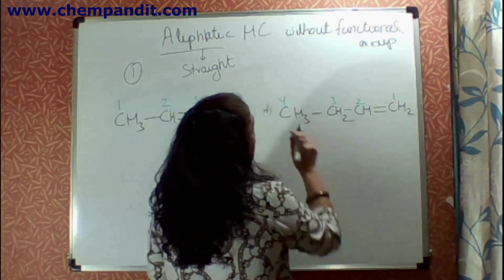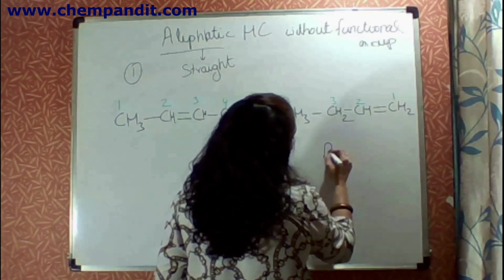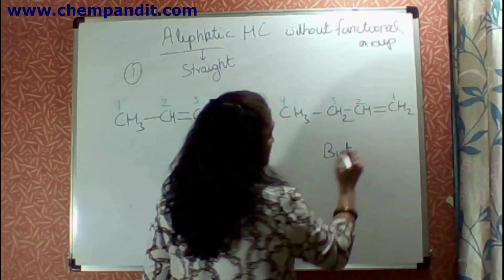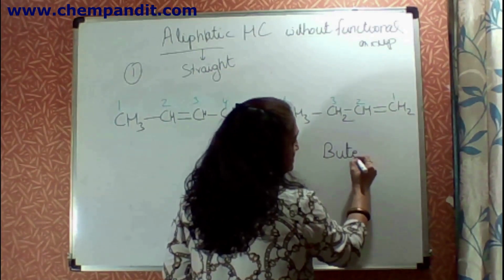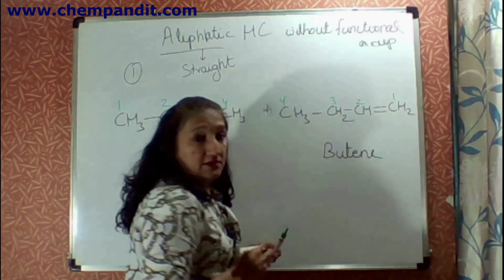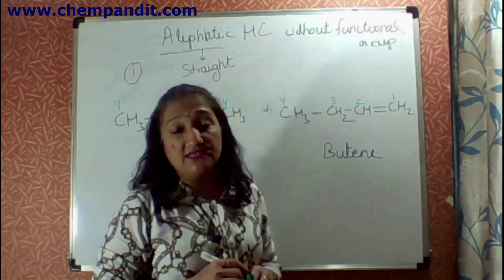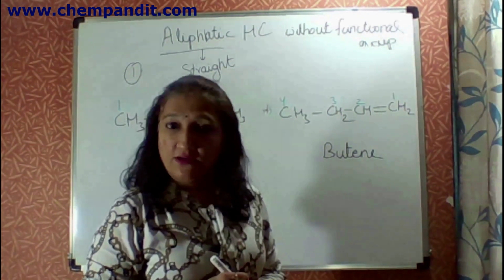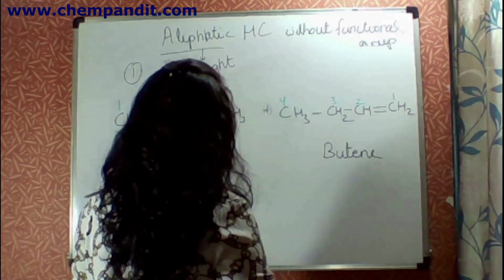Clear? How many carbons do we have? 1, 2, 3, 4. So, the root word will be "but". And since this is a double bond, the suffix will be "ene". This means the name of this organic compound is but-1-ene. Right? This is but-1-ene.